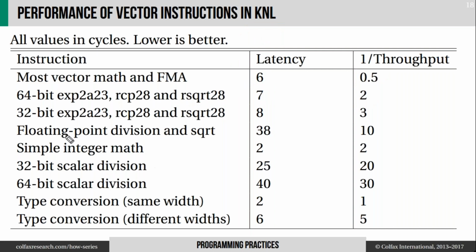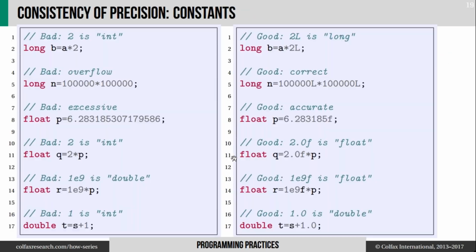Compare it, for example, to floating point division and square root. Almost 40 cycles latency and 10 cycles reciprocal throughput. So lower is better for both quantities. Also, pay attention to simple integer math: very fast. Pay attention to division: slow. Type conversion: fast. So you need to keep these numbers in mind when you plan for strength reduction.